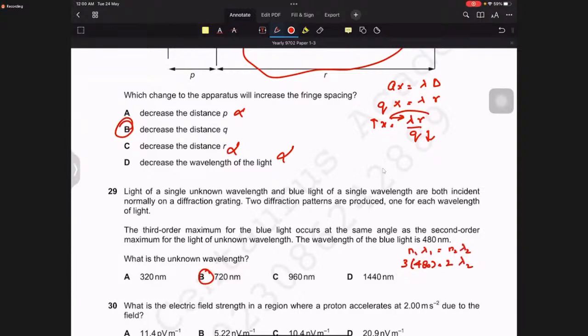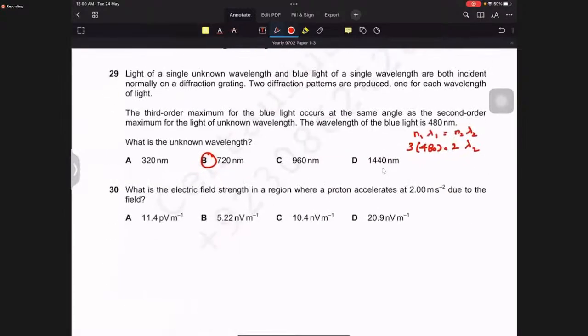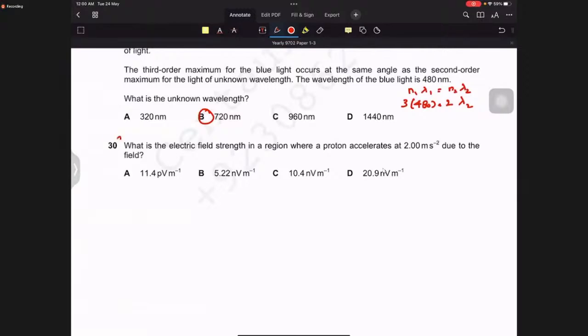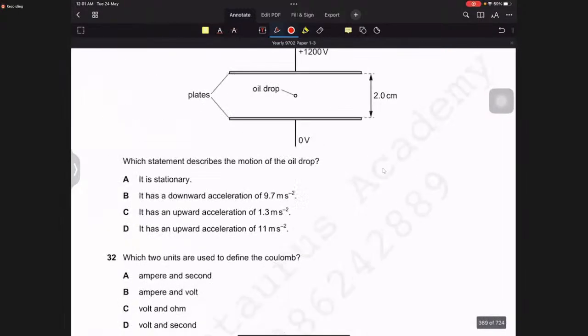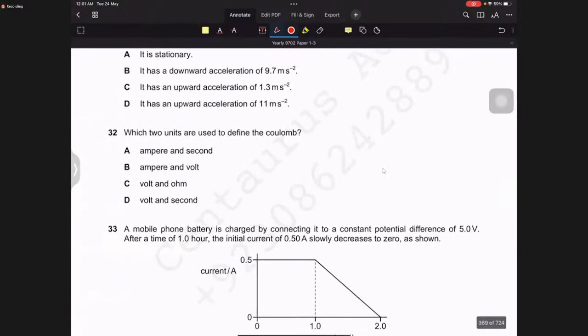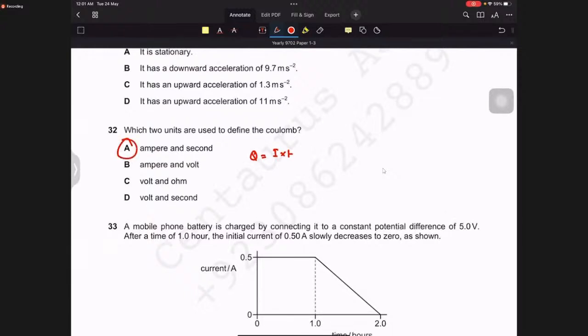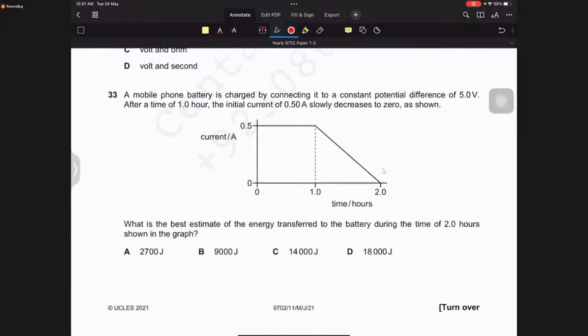Okay, then. No electric field, no electric field. Which two units are used to define the coulomb? Coulomb is charge, which is equal to I times t, so ampere and second, I believe. A mobile phone battery is charged by connecting it to a constant potential difference of 5 volts. After 1 hour, the initial current slowly decreases to 0.